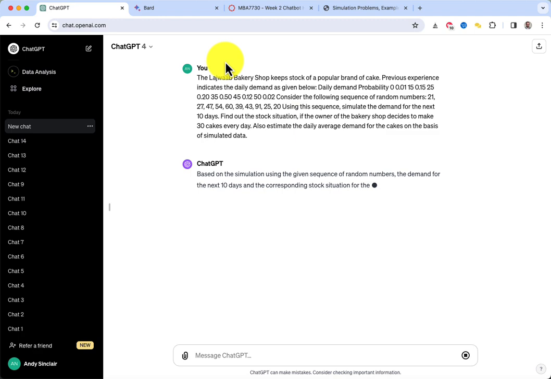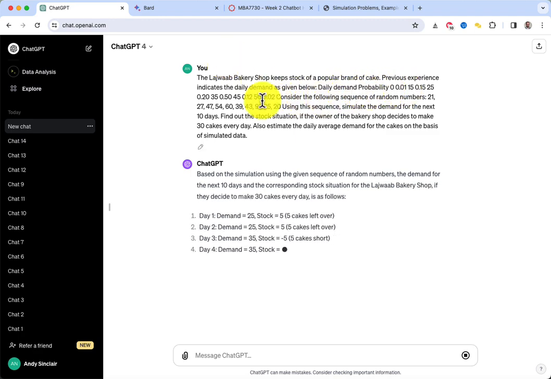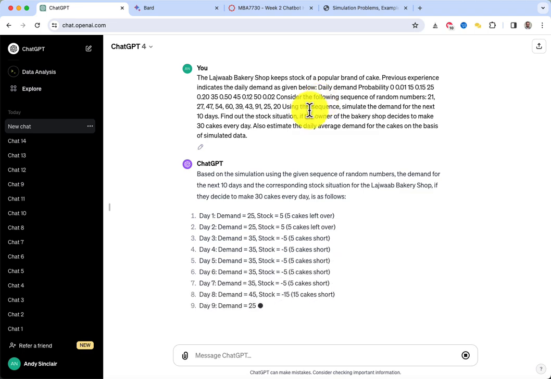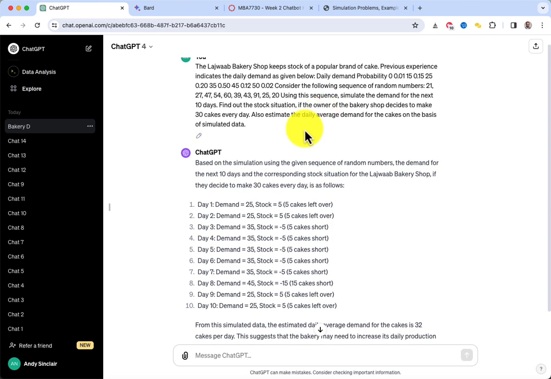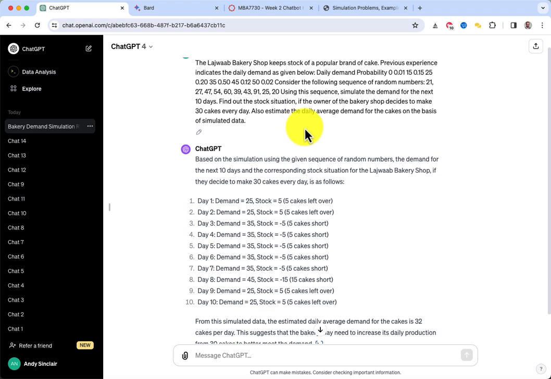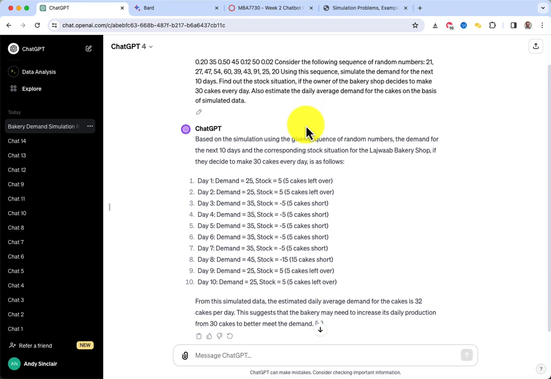So here you're using the bakery shop information, the daily demand and probability, considering the sequence of random numbers, and using the sequence, simulate the demand for the next 10 days. Find out stock situations and estimate daily average demand for the cakes on the basis of the simulated data.